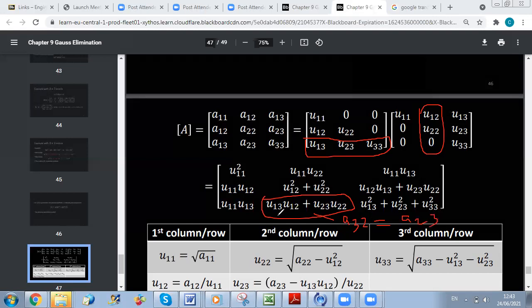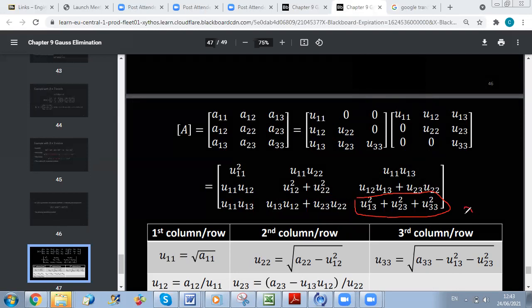So to get it, I just have to do U13 times U12 plus U23 times U22 plus U33 times 0. So I will get U13 U12 plus U23 U22. Another term, for example, how to get this one? This one is A33. So I get it from multiplying the third row by the third column. So I get U13 times U13, which is U13 square, plus U23 times U23, which is U23 square, plus U33 times U33, which is U33 square.